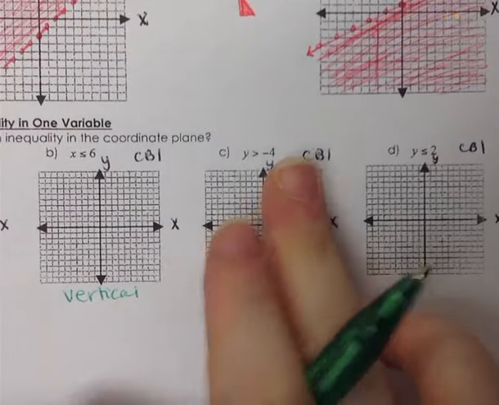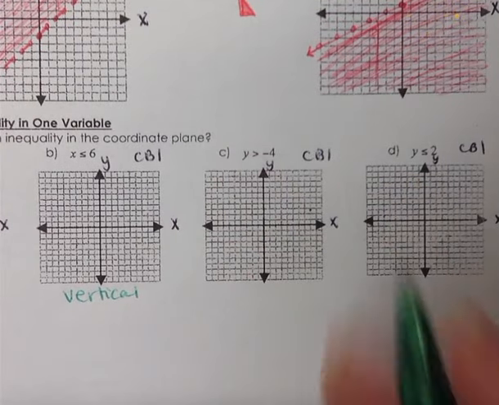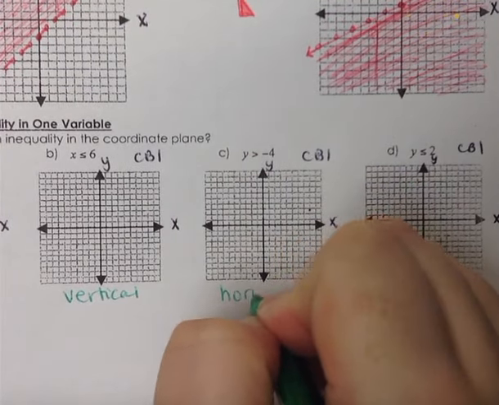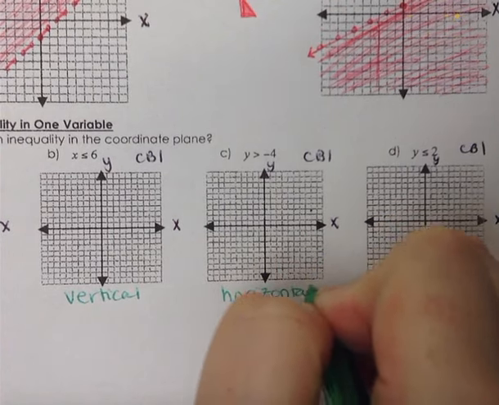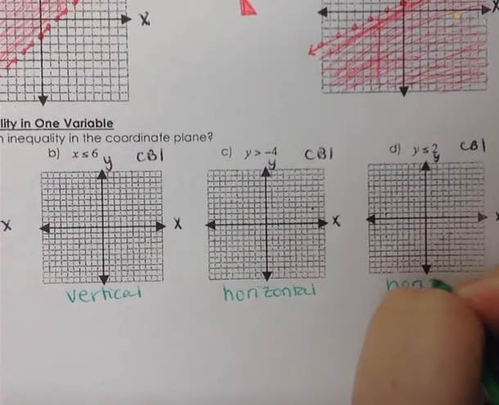For C and D, they both have a y without an x. This will be a horizontal line. Both of these will be horizontal.